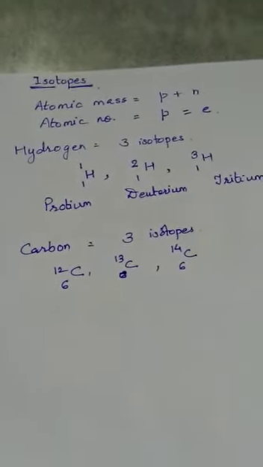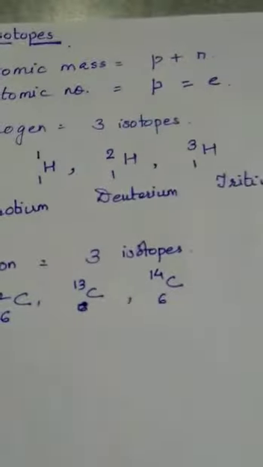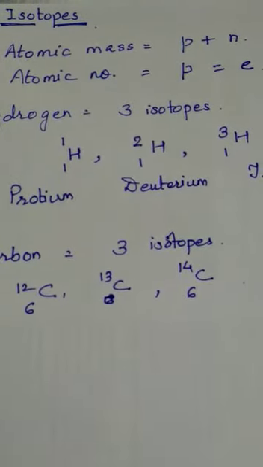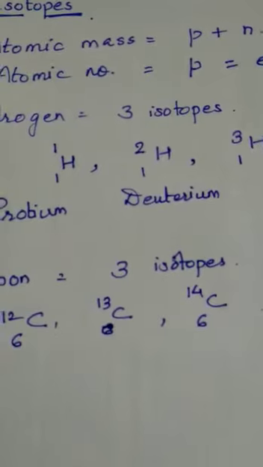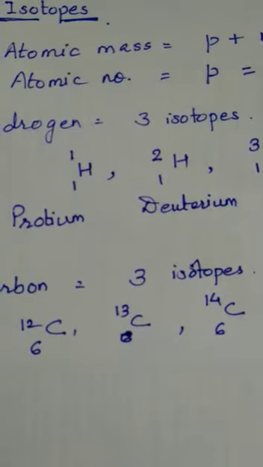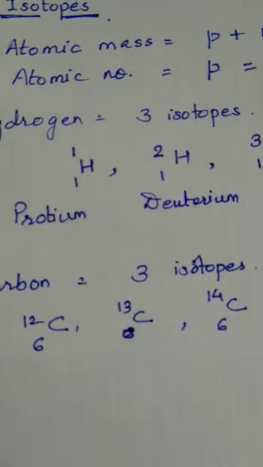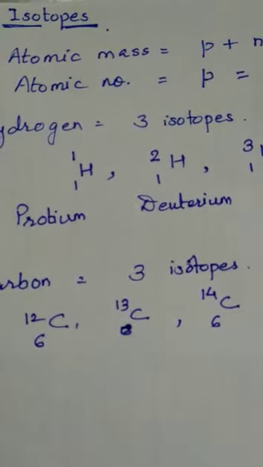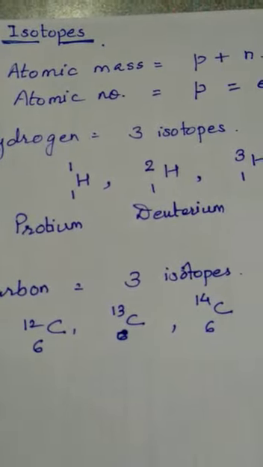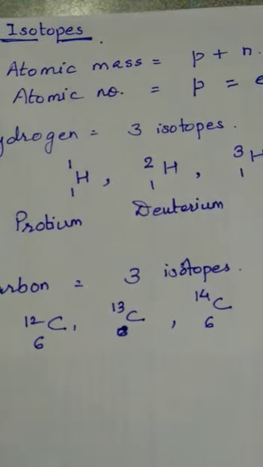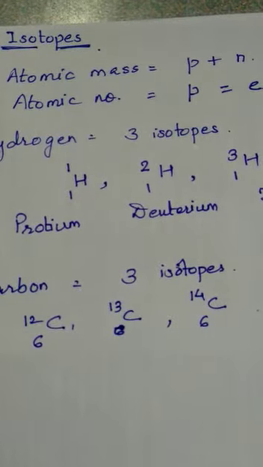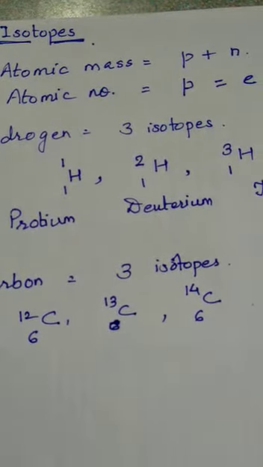So hydrogen shows 3 kinds of isotopes. The first one has atomic number 1 and atomic mass also 1. That means the proton present inside the nucleus is 1. We call it hydrogen, or we can also call it protium. Then the second kind of hydrogen atom has atomic number 1 but the mass number is 2. When atomic number is 1, the number of protons inside the nucleus is 1, and the number of electrons also is 1.